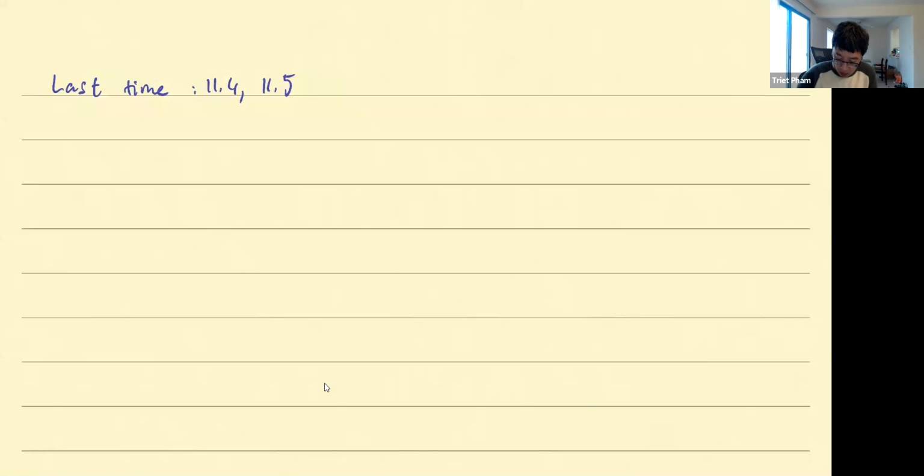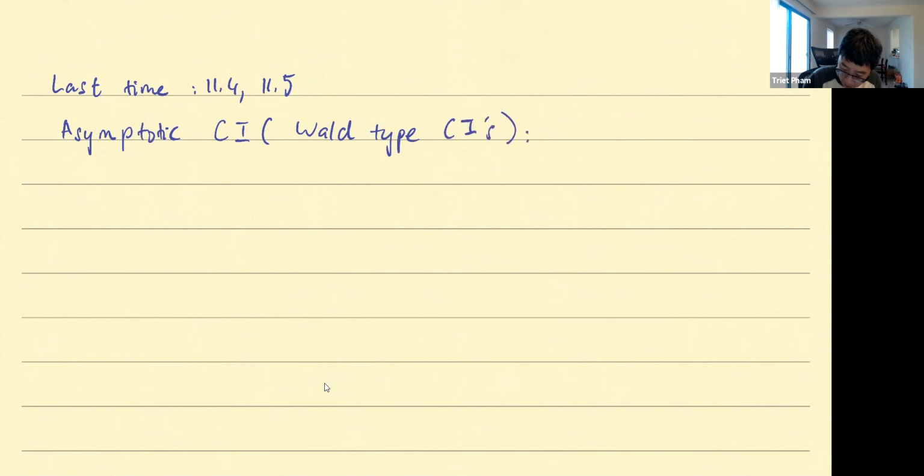So what I wanted to talk about last time was the idea of asymptotic confidence interval. Some other references might call it Wald type confidence intervals. Okay. And so first, what is it and what's the idea? What is it used for? So the use is when n is large, sample size is large. Okay.